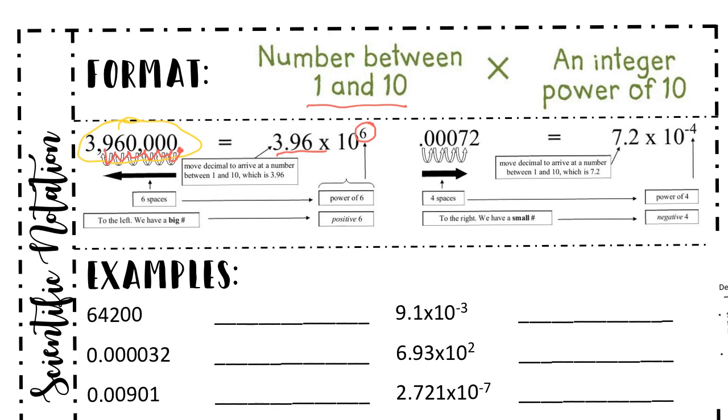If a number is big, we're moving the decimal to the left. Now let's look at the other side. If a number is smaller than 1, we're going to take our decimal point and move it 1, 2, 3, 4. Again, turning it into a number between 1 and 10, 7.2. Because we moved it 4 spaces, we're going to write the exponent as a negative number, because this number is much smaller than 1. We'll be using numbers that are very, very much smaller than 1 when we're in our chemistry class.